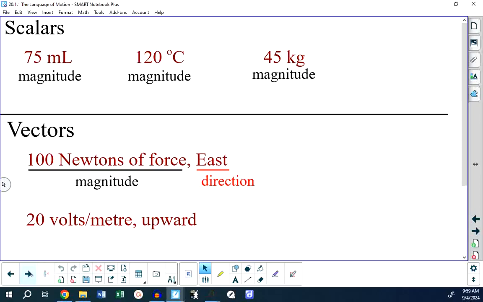There's something called electric field strength. An electric field strength has a direction. It has to do with the direction that electrons are going to be pulled in an indirect way. So if I tell you the electric field strength is 20 volts per meter upward, what that means is that there's some electrical action that's in the upward direction, and it has something to do with volts and meters.